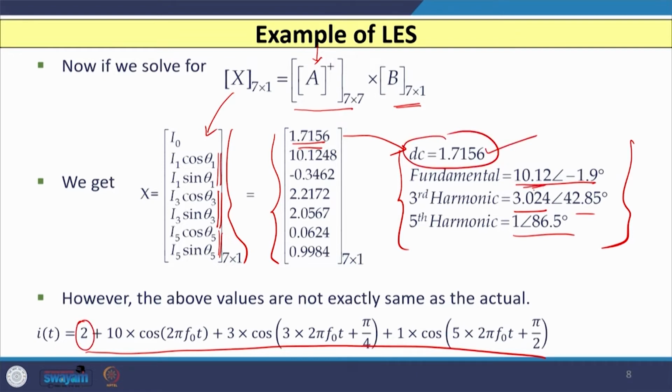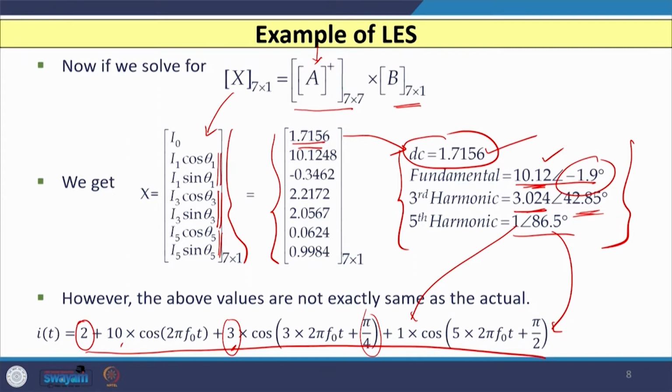Similarly, for the fundamental term the actual magnitude is 10, and you get 10.12. The angle is not there in the actual signal, but here you are getting some angle. Similarly, for the third harmonic, the magnitude is 3.024 where you have 3, and the angle is 42, whereas the actual angle is pi by 4. In the same way for the fifth harmonic, the magnitude is 1, but the angle, the actual value, is pi by 2, whereas the value you obtained is 86.5. So, these values are not matching.